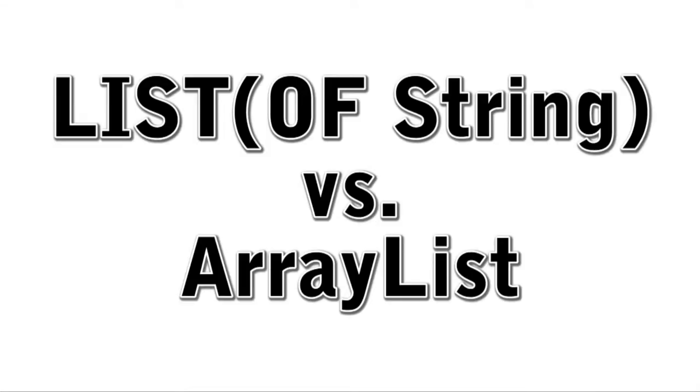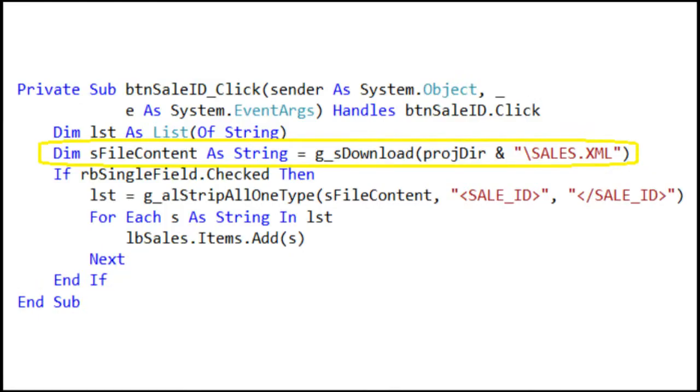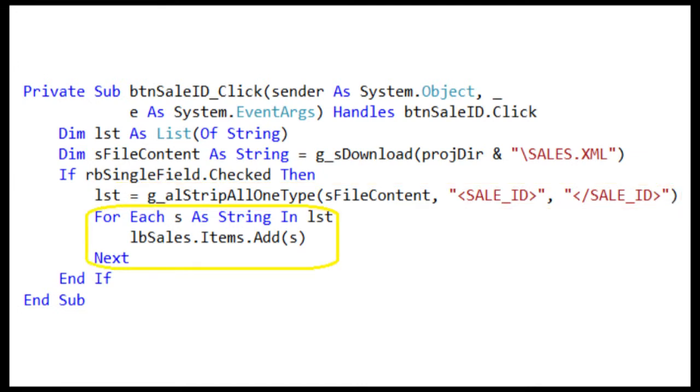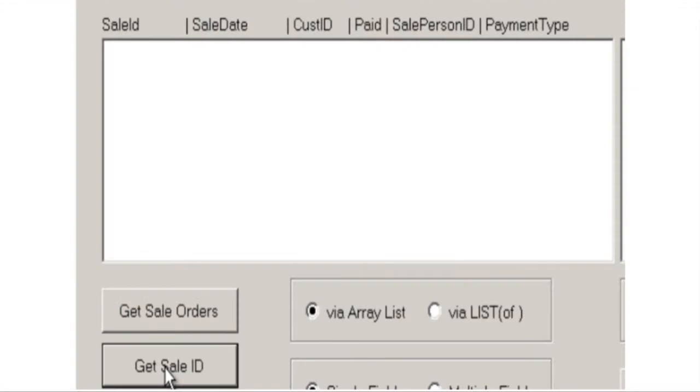Note that in this case, the type of the collected data is known. It is string, which means that a better choice for a return array would be a list of strings rather than an array list. Let's see how it works on the form side. First, we read the XML file into a string, then populate the list of strings with sale IDs. For the sale ID case, the tags should be sale ID and /sale ID. After that, we insert each string from the list of strings into a list box.